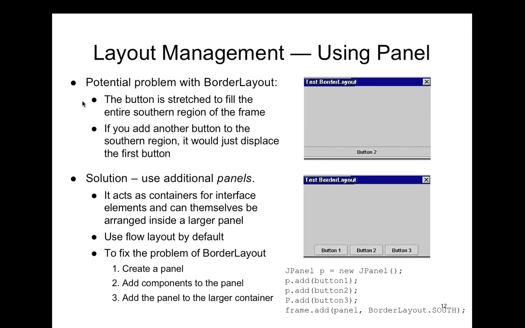So in terms of the panel, it acts as a container for the interface elements themselves. It can use a flow layout by default. To fix the problem of the border layout, you create a panel, add components to the panel, and then add the panel to the larger container.